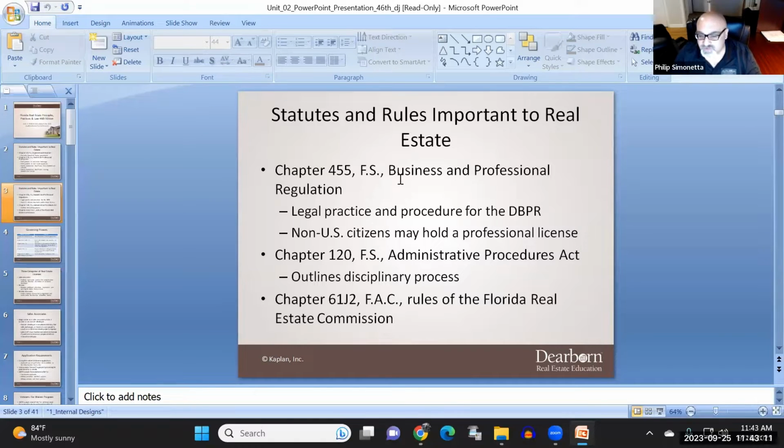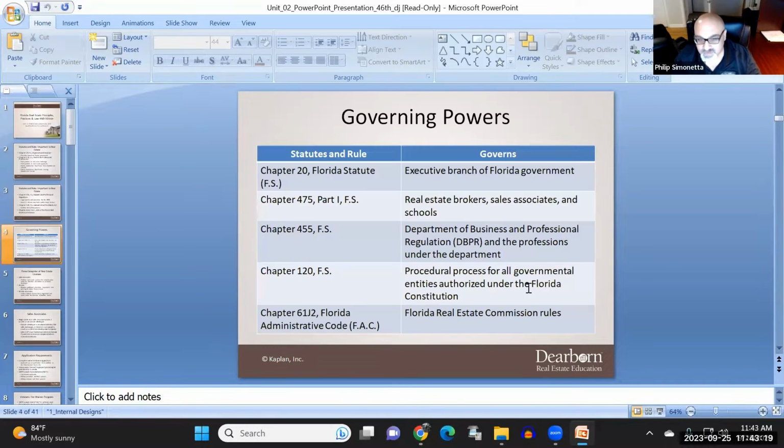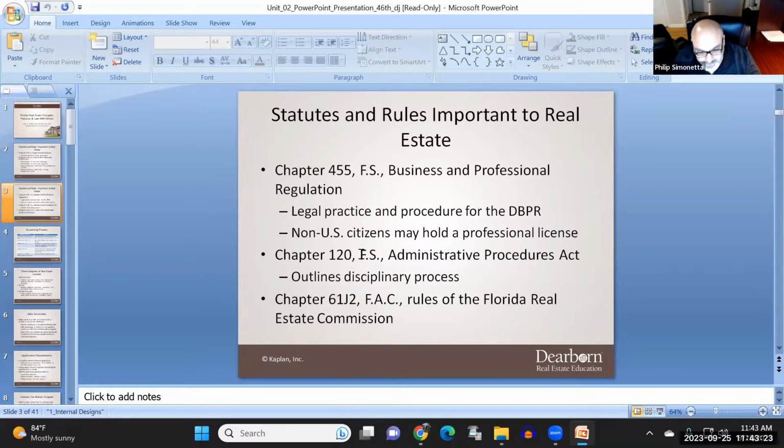Chapter 61J2. Just remember the one that's weird with the number and letter. This is the rules of the Florida Real Estate Commission. 61J2 is the Florida Administrative Code. It's the rules of FREC, and we're going to talk about what FREC is. FREC is the commission, the people who hold the hearings.